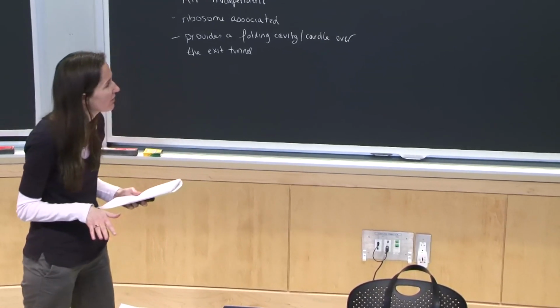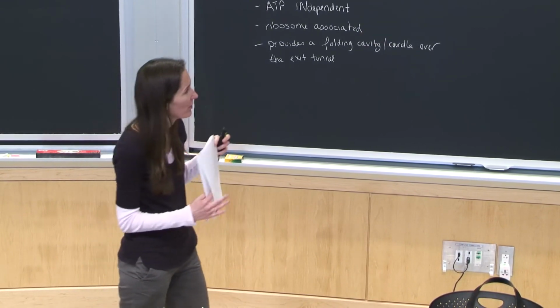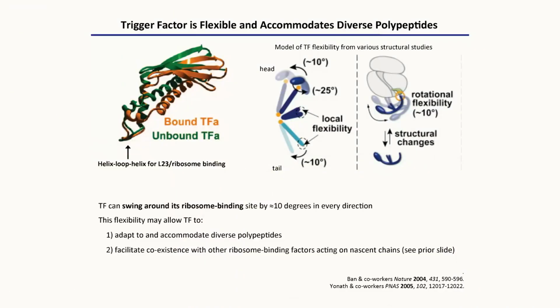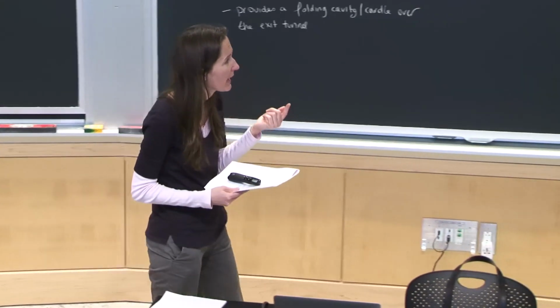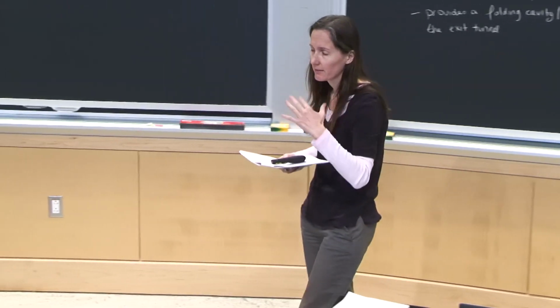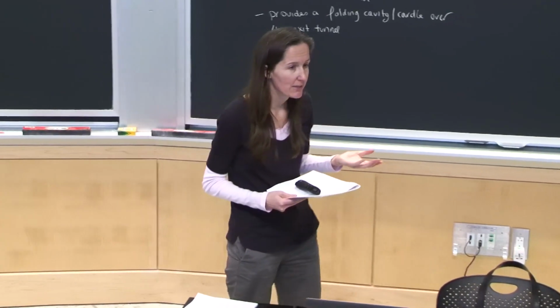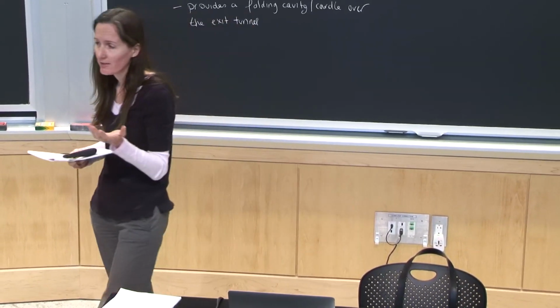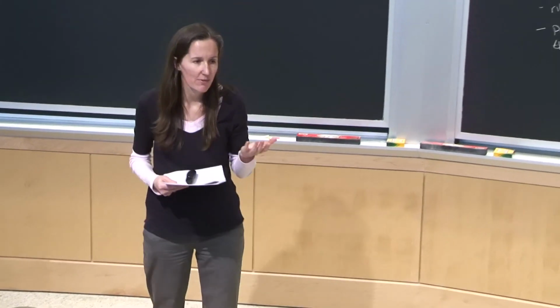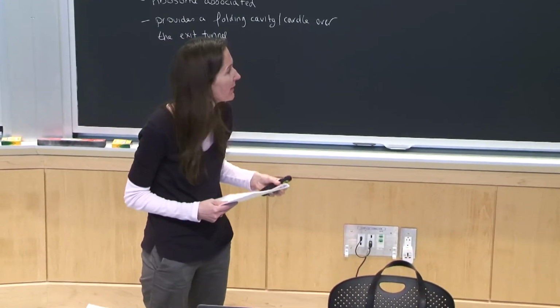If we take another look at structure and think about how trigger factor binds to the ribosome, what's found here, so we're looking at structures of trigger factor bound in orange and unbound in green to the ribosome, and the ribosome's omitted for clarity. There's a helix, loop, helix region that is involved in that interaction. And what's found is that when trigger factor's bound, it's quite dynamic, and it can swivel around this ribosome binding site by about 10 degrees in every direction. So why might that be important? One, this flexibility may allow it to accommodate many different polypeptides that are emerging from the ribosome. And it may also facilitate its coexistence with those other proteins and enzymes that are acting by the exit tunnel that we saw on the prior slide.